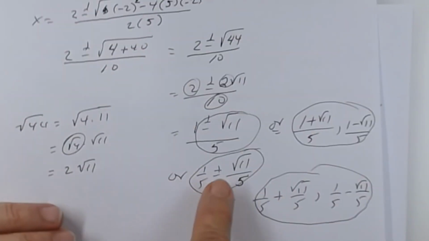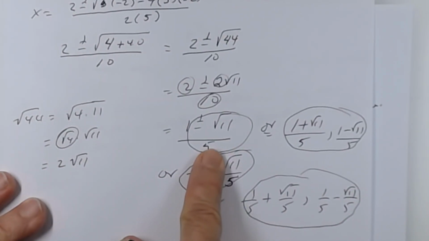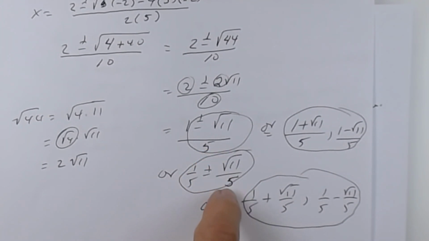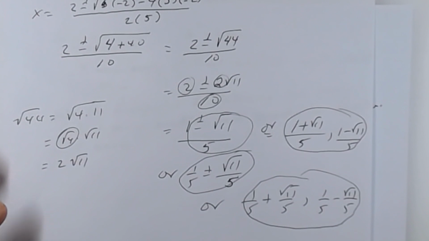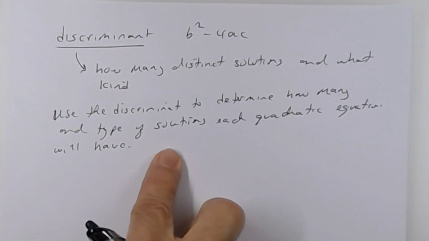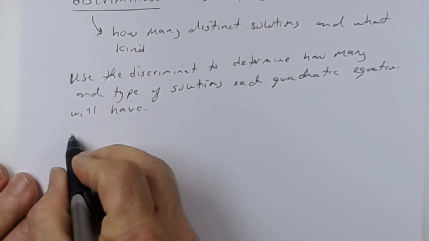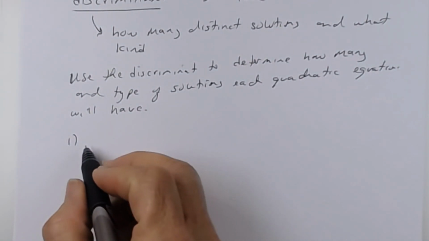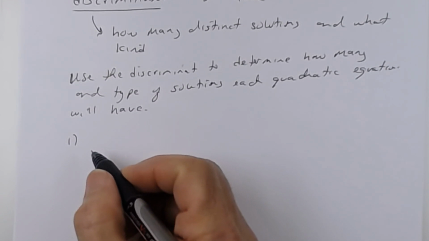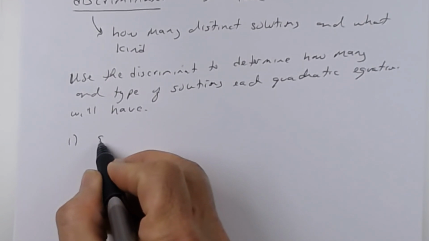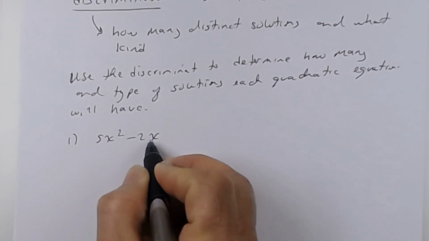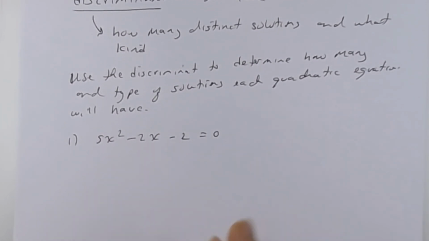So for example, in this case, how many are there? 2. What kind are they? Irrational. You're done. That's what they wanted to know. I don't have to go through all this, though, to determine this. All right, so here's what you would do. Okay, so number 1, I'm going to go ahead and use some of the same problems I had earlier. So let's say we had 5x squared minus 2x minus 2 equal 0.